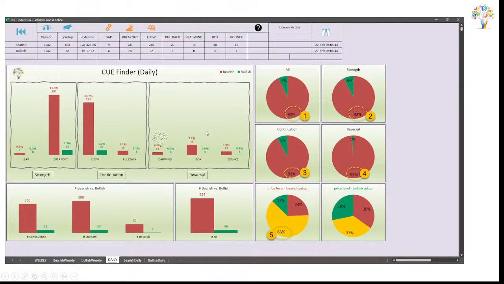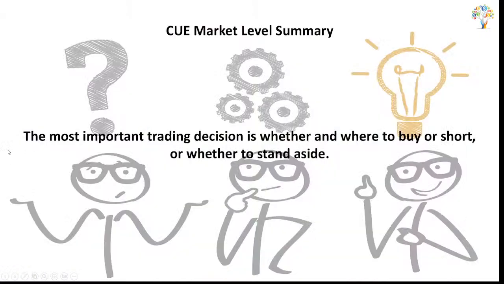Buying? No. None of the analytics so far told us to go and buy. Market level summary. The most important trading decision is whether and where to buy or short, or whether to stand aside.